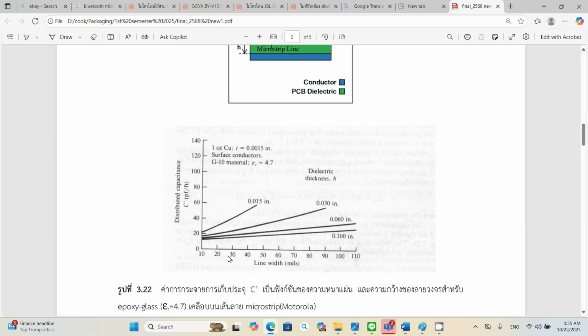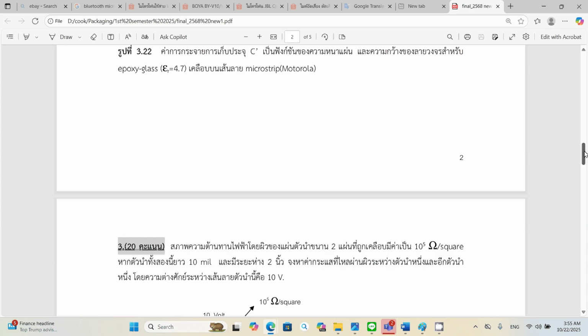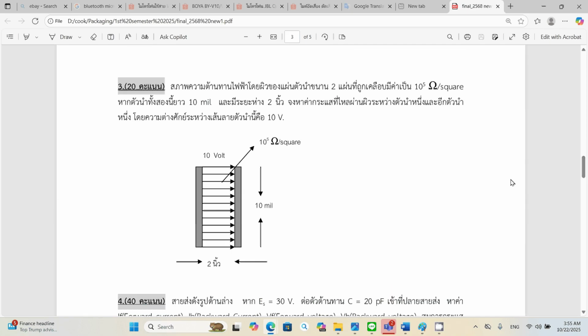Next, number 3. This is talking about surface resistance and surface resistivity. It's given that the surface resistivity equals 10 to the 5th ohms per square, and by applying a voltage across two conductors, you will have the current flowing from the higher voltage to the lower one.